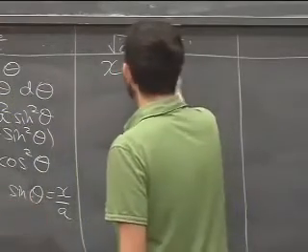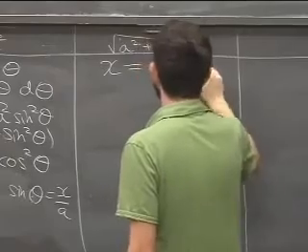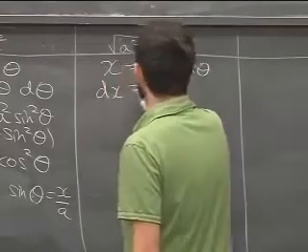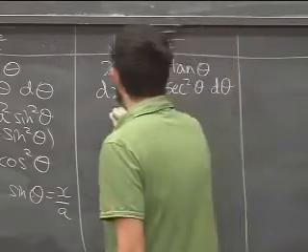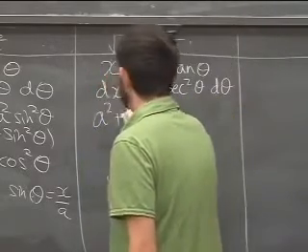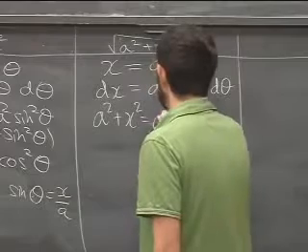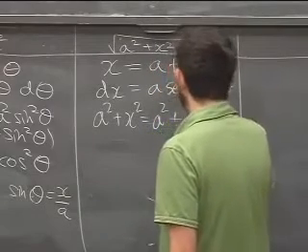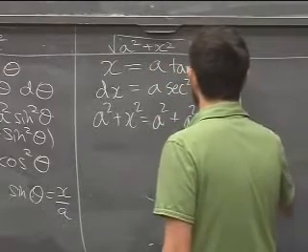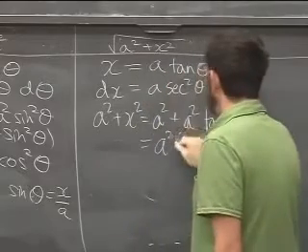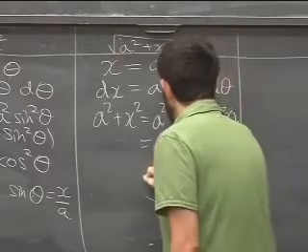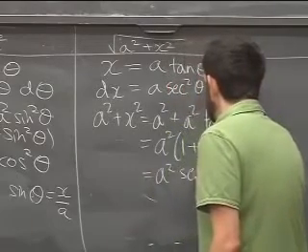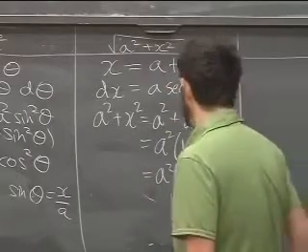If it's a squared plus x squared, the correct substitution is tan theta. You know that the derivative is secant squared here. The reason that this all works is because a squared plus x squared is a squared plus a squared tan squared theta. And the a squared factors, you get 1 plus tan squared, which is just secant squared. Again, very easy to take the square root of that.